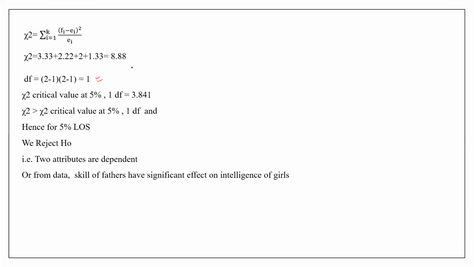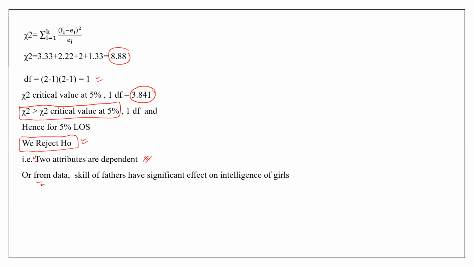So your critical value at 5% and 1 degree of freedom is 3.841. This you can check in the table. The table is there with you. So now you can see here 8.88 value is greater than 3.841. It means we have to reject the hypothesis because the chi-square value is greater than the chi-square critical value. So if you are rejecting the hypothesis, it means you are accepting the alternative hypothesis. So what's the conclusion? The two attributes are dependent.